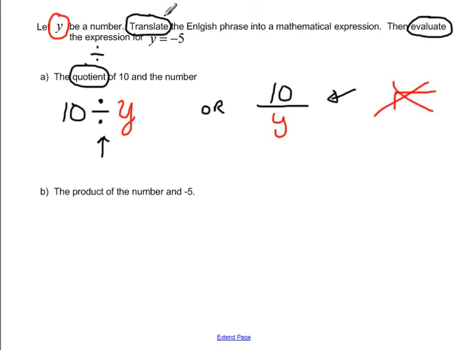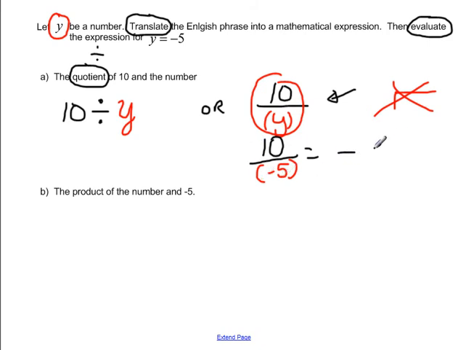Okay. So remember, we had to translate, but now we have to evaluate. So let me just get rid of this little arrow here. And if we're going to evaluate this now for y equals -5, let's use this one because this is the preferred version. So there's my translated version. Now we're going to evaluate for y equals -5. So 10 divided by, now instead of y, we're going to put in -5. And we could say, oh, okay, 10 divided by -5, well, we know a positive divided by a negative is a negative, and 10 divided by 5 is 2. So that would be the evaluated part.